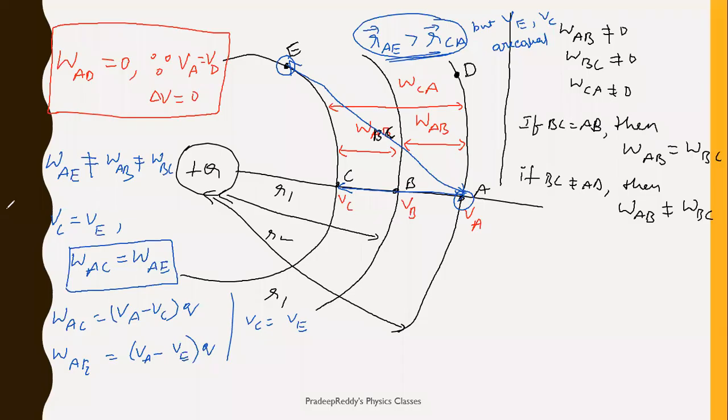So remember that from all these examples, we have drawn a few conclusions, right? What are those conclusions? Point number 1. Work done is only state dependent.